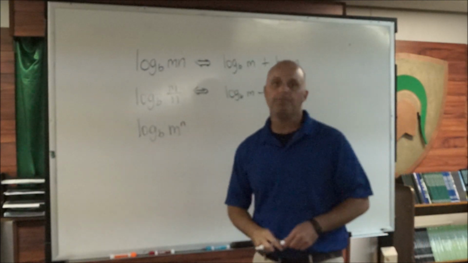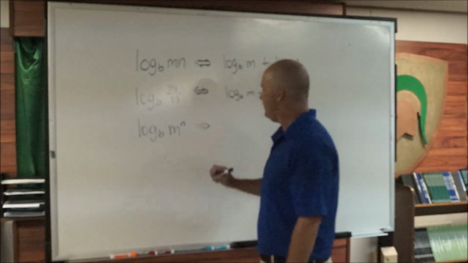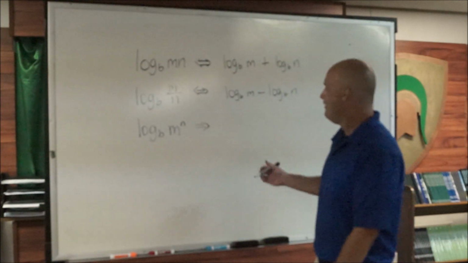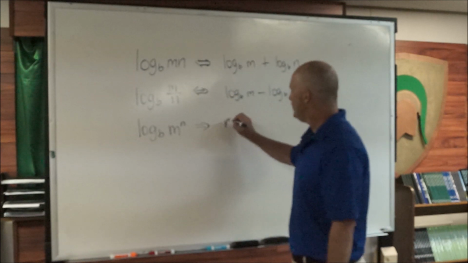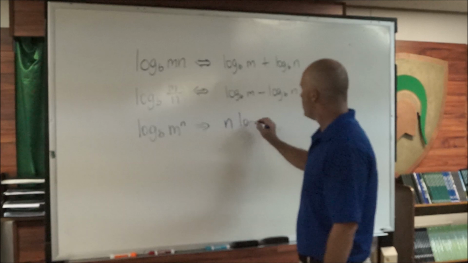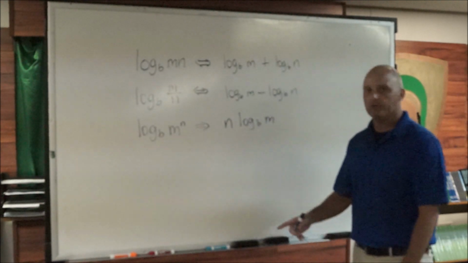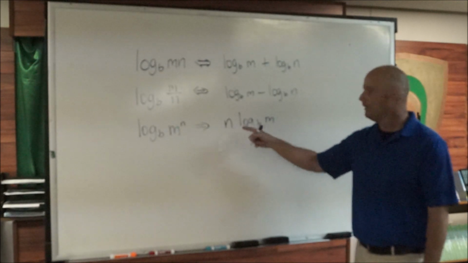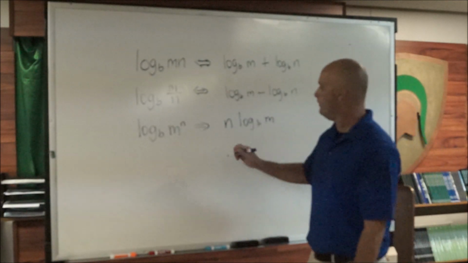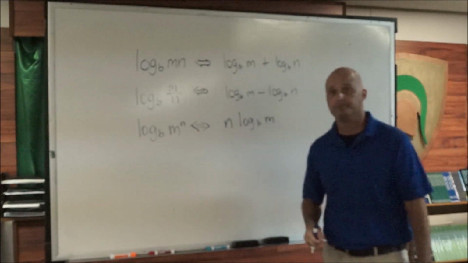Then if we have log base b of m to the n, this is a little bit different, but it's going to be the same thing here. We can take n and stick it out in front of the log. So it becomes n log base b of m. And we can also take anything that's out front of that log and make it into an exponent on that x value. So it can work both ways as well.